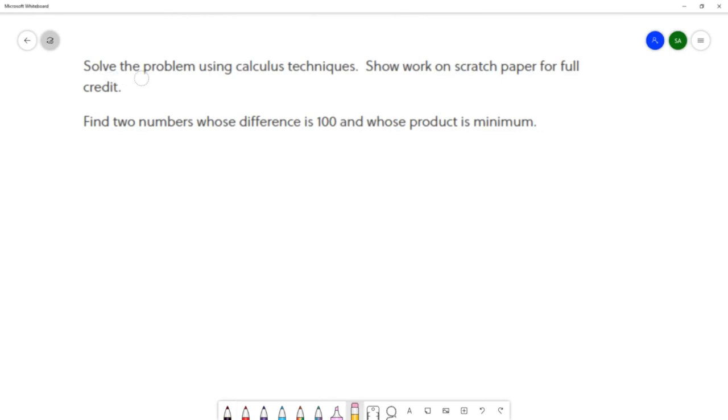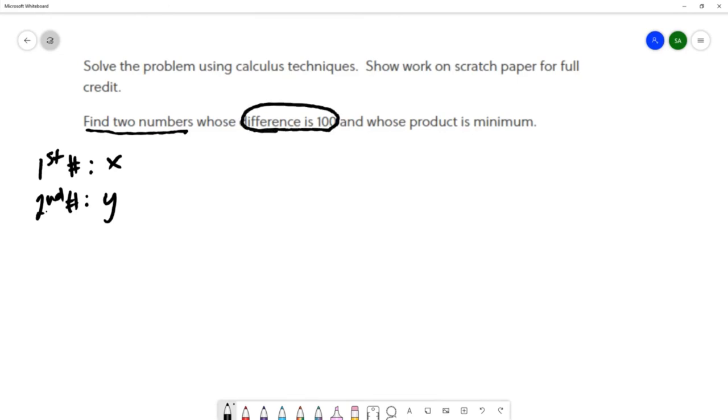For this question, we want to solve the problem using calculus techniques. We're going to show all of our work. And in this question, we want to find two numbers whose difference is 100 and whose product is minimum. So we have two numbers, and I'm going to let the first number be x and the second number be y.